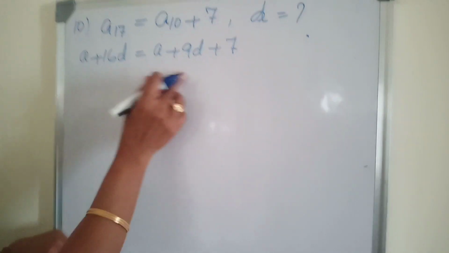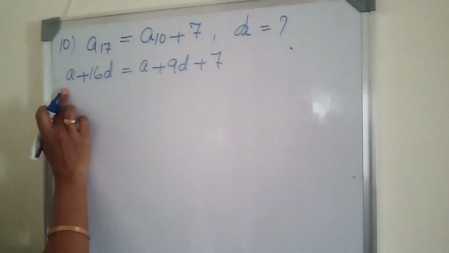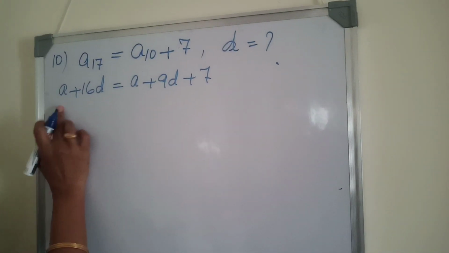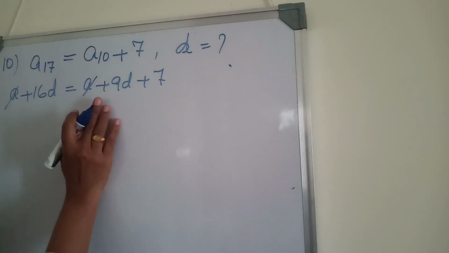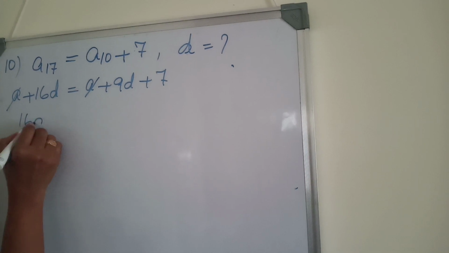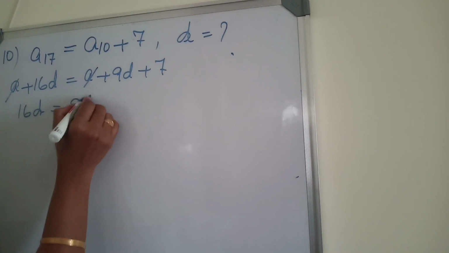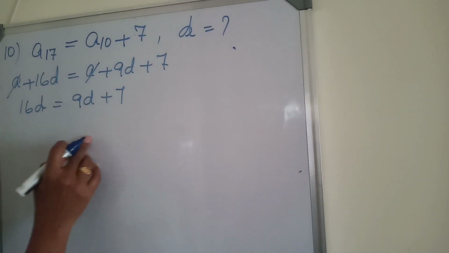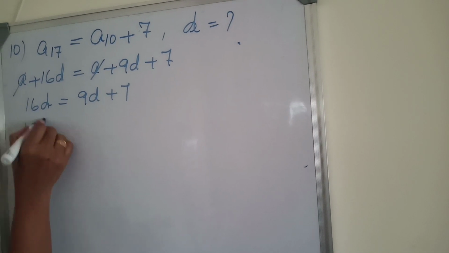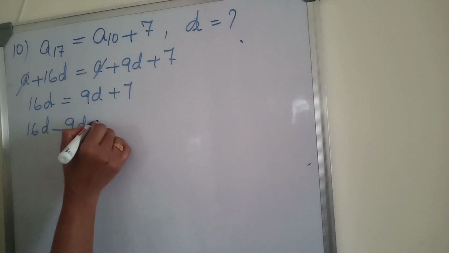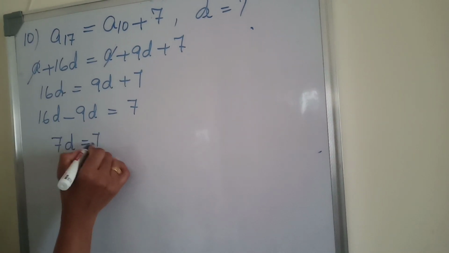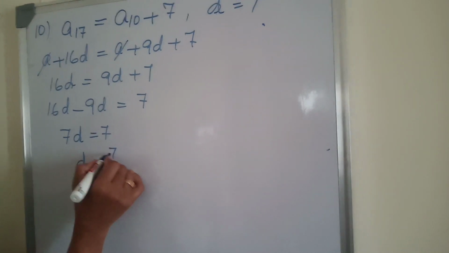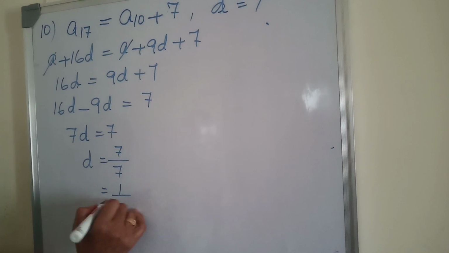See, in either side of the equal symbol, if there is a same number with same sign, we can cancel. So A is here plus, here also plus, so remove it. Here 16D is equal to 9D plus 7. Take 9D to the left side. 16D minus 9D is equal to 7. 7D is equal to 7. D is equal to 7 by 7 is equal to 1.